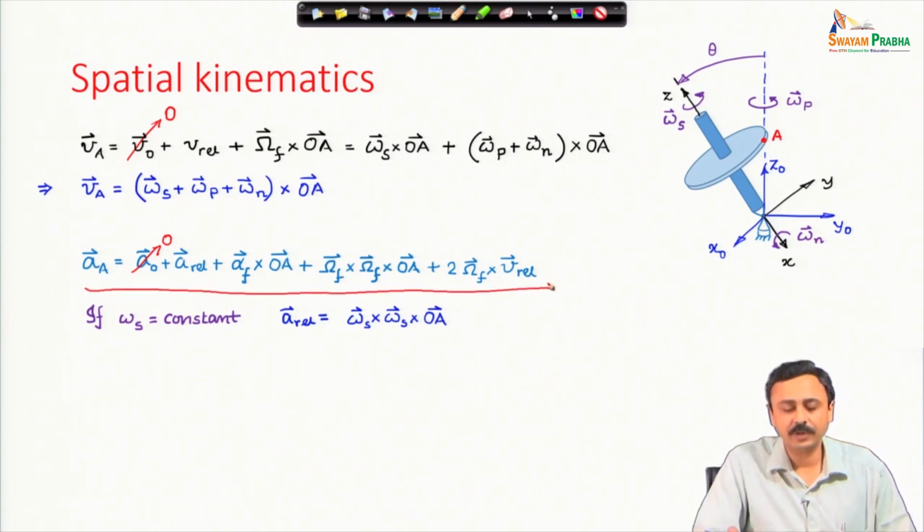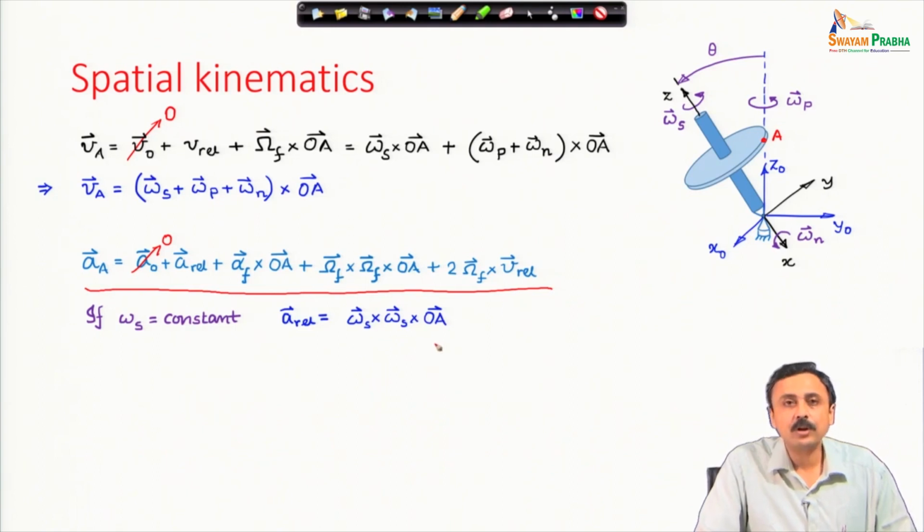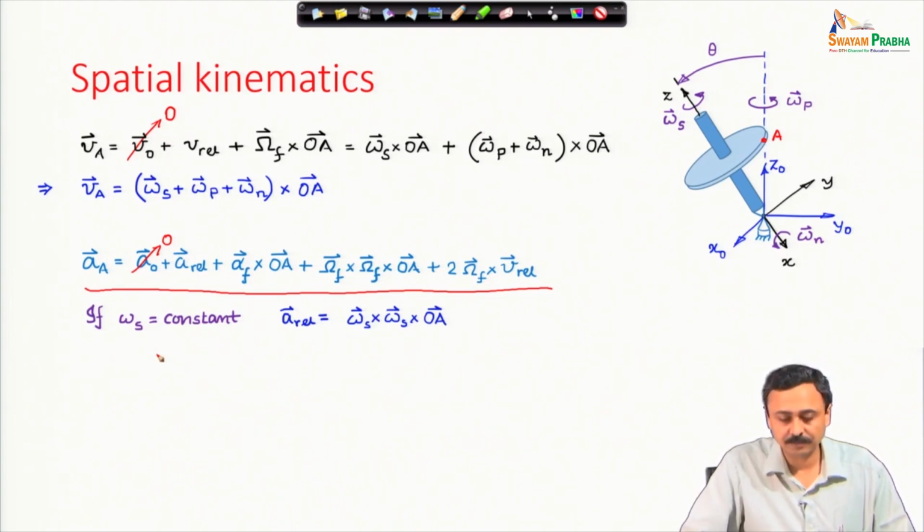You can plug in various vectors and find out, but suppose omega spin is constant, as it is in many cases. If omega spin is constant, then A rel is given by omega s cross omega s cross OA. This is the centripetal term. Had there been a change in the spin angular velocity, then you would also have the tangential acceleration of point A coming in the A rel expression. But since omega is assumed to be constant, you have only the centripetal term as seen by the local observer.